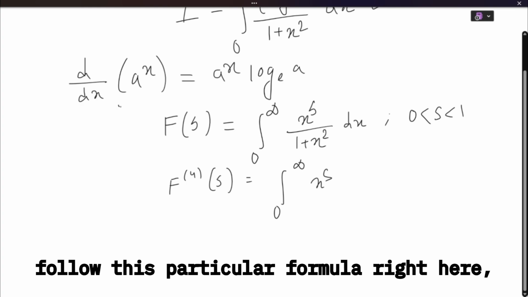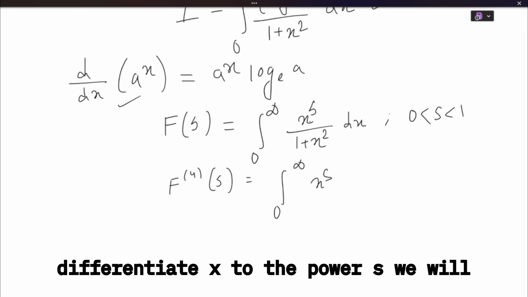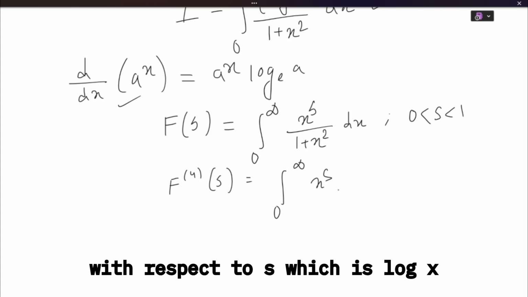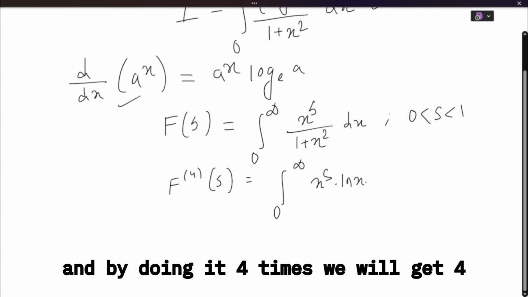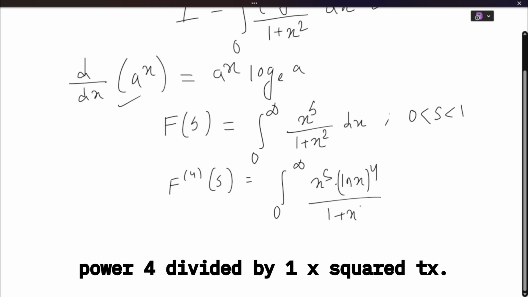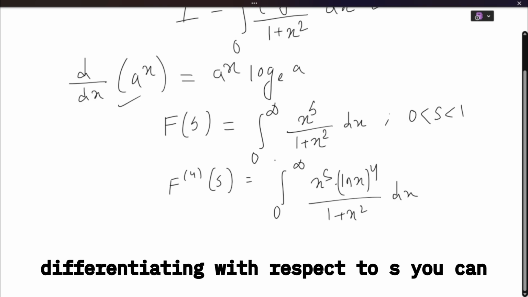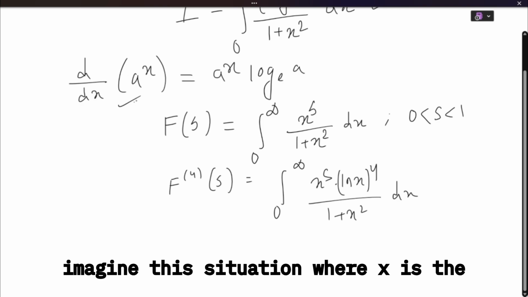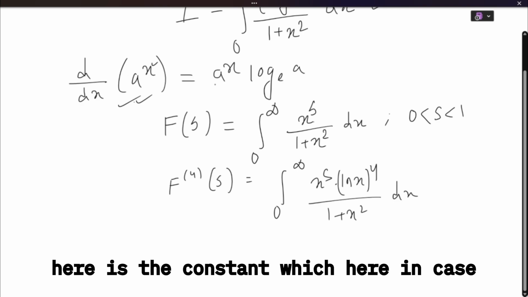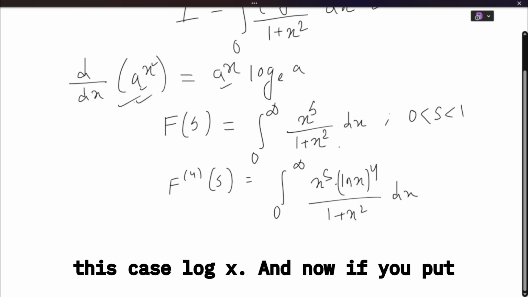And if we were to follow this particular formula right here, every time we differentiate x to the power s, we'll simply get x to the power s times a constant with respect to s, which is log x. By doing it 4 times, we will get log x to the power 4 divided by 1 plus x squared dx. Make sure you do not have any doubts here. When you're differentiating with respect to s, you can imagine the situation where s is the variable and x here is the constant, which in the formula is a. That is why every time you get the same thing multiplied by log x.